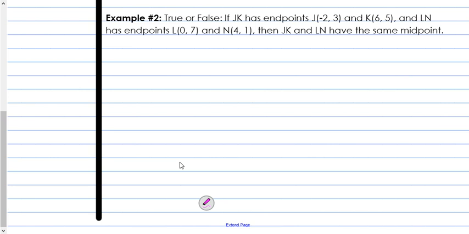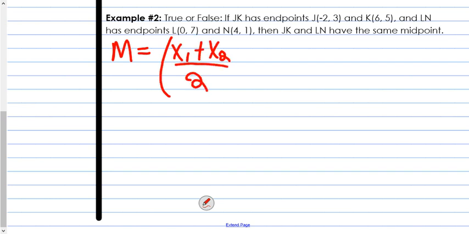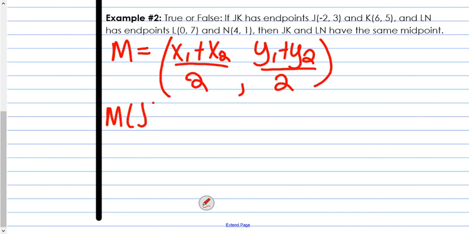Well, what you're going to do is you're going to need to find the midpoint of each line. So the midpoint formula is x1 plus x2 divided by 2 is the x-coordinate, and then do the same thing for the y-coordinates, y1 plus y2 divided by 2. So I'm going to find the midpoint of JK, and I'm putting JK here so I don't forget this is the line I'm working with.